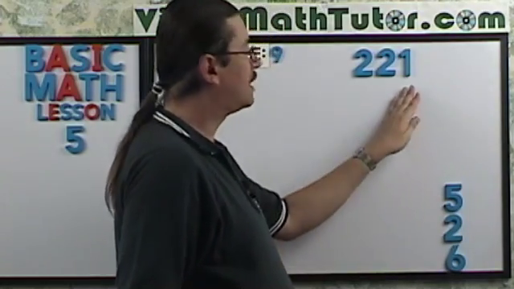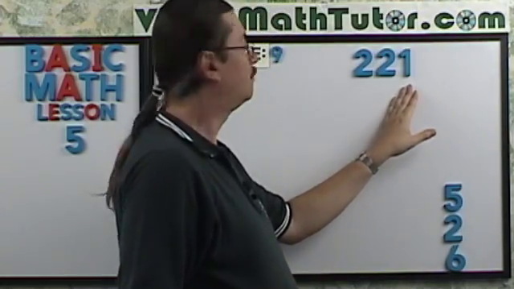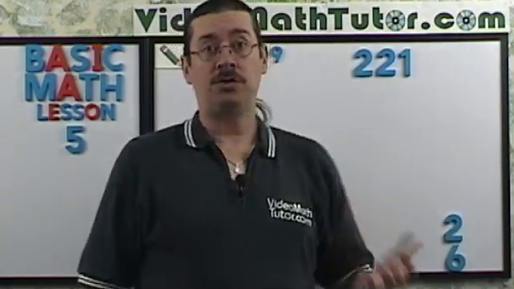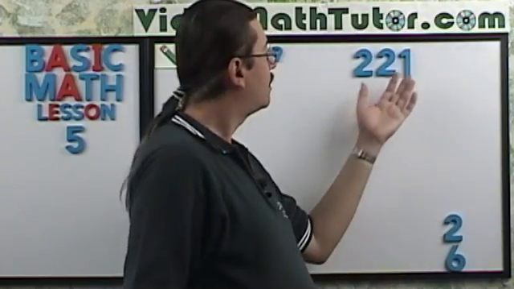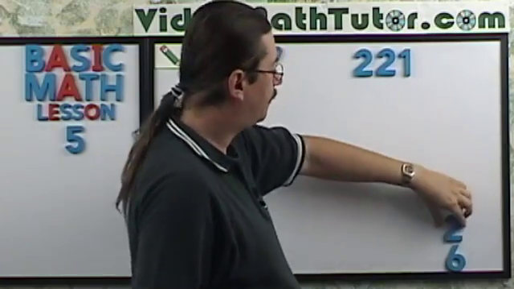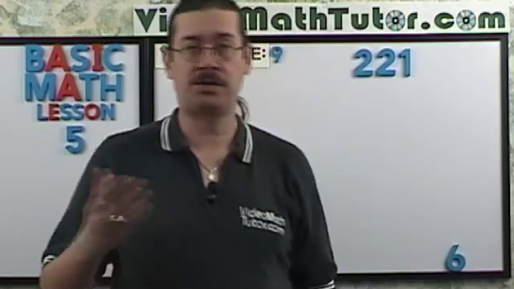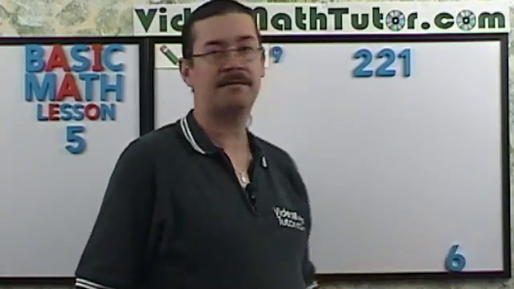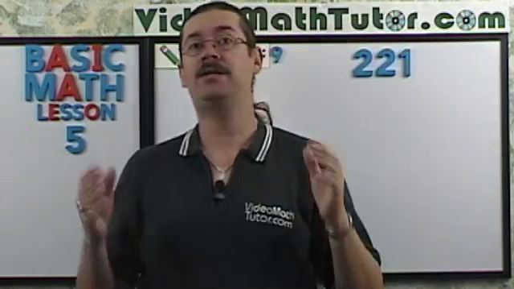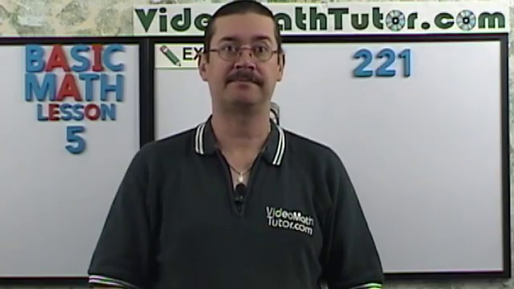The rule for 5, it must end with a 0 or 5. No, so that's not there. 2, well, it has to be an even number at the very end. Nope, so that doesn't work. Now, because 2 and 3 did not work, 6 does not work either. So that's gone. So now we need to try other prime numbers.